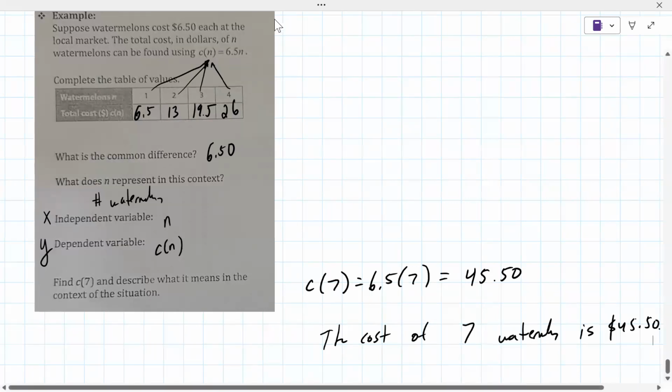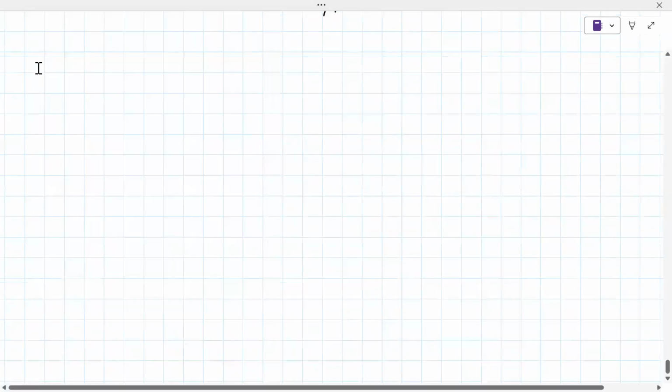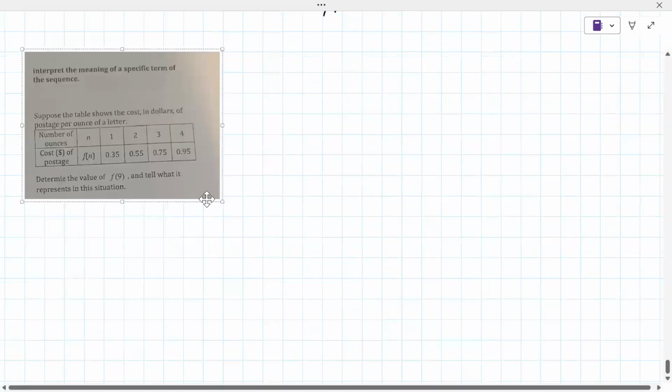All right, any questions or thoughts on that? Nope. This describe what it means, that interpret. You're going to get a question like that on your test or quiz. That's a fairly common thing for them to want you to be able to do.